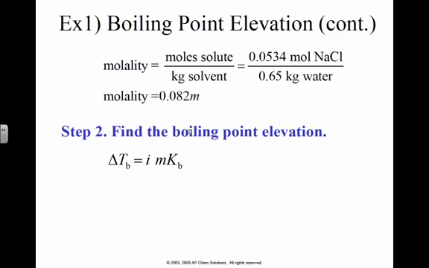My van 't Hoff factor for NaCl, this breaks down into how many blockers? 2. It breaks down into Na positive and Cl negative. So I have twice the number of blockers because it's NaCl. If this was CaCl2, it would give off Ca and Cl twice. It would have a van 't Hoff factor of 3.